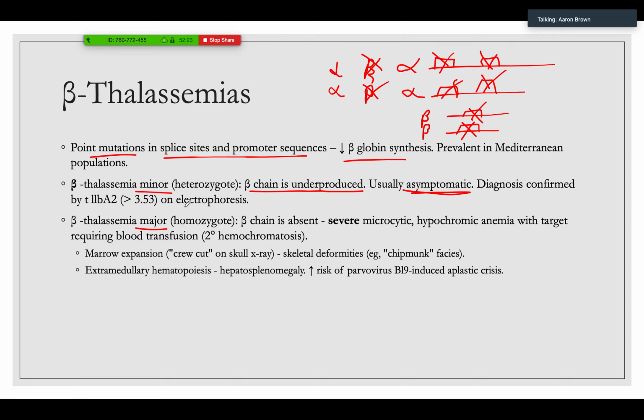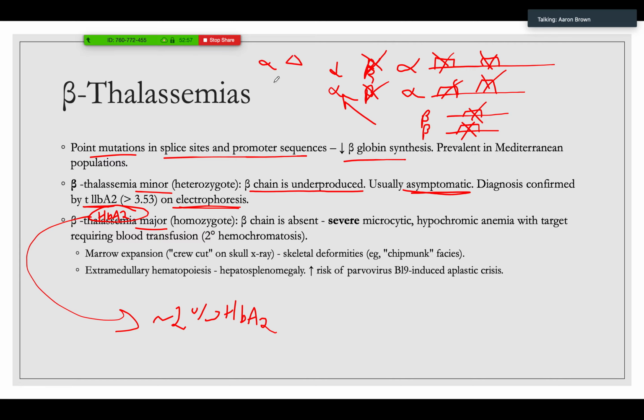When we look on electrophoresis, that's supposed to say HbA2. HbA2 on electrophoresis. And we talked about HbA2 before, and what we said is that most adults have around 2% HbA2. That's for a normal adult. When you have a decrease in the amount of beta chains, that means your bone marrow is going to be trying to find something to match up with these alpha chains. So what it's going to find is you're going to have alpha and delta together. Alpha and delta. And that will make a functioning hemoglobin molecule. We call that HbA2.